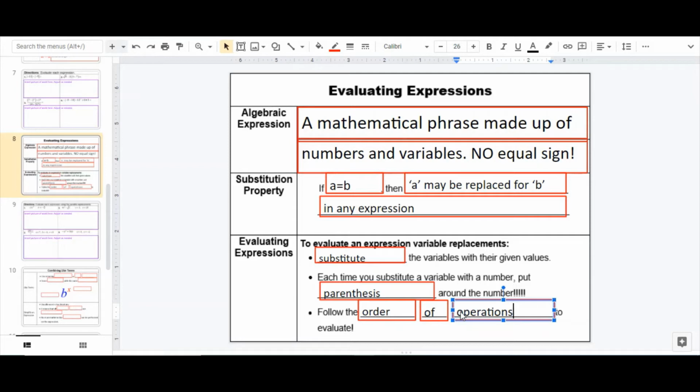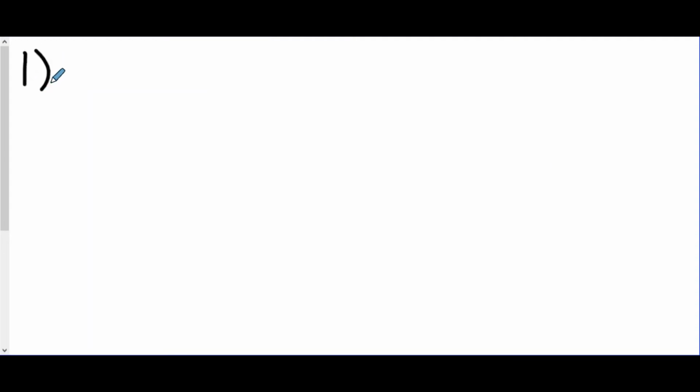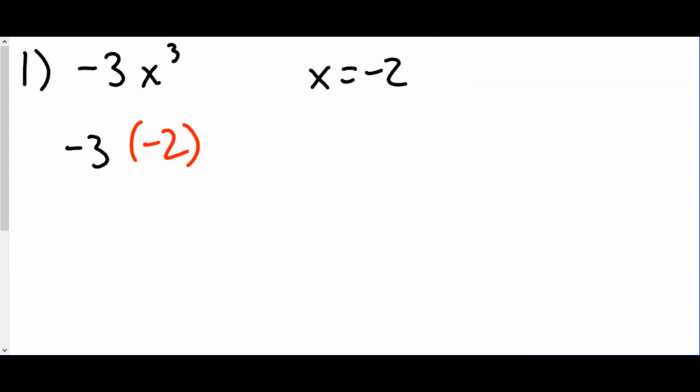All right, so now we're going to do some practice problems. Go grab some paper. All right, question 1 is negative 3x cubed and x equals negative 2. So the first thing we do is substitute in a negative 2 for x. So I have negative 3, and then I'm replacing x with a negative 2 in parentheses cubed. So I do exponents first. Negative 2 cubed, a negative times a third negative is going to be a negative 8. And then a negative 3 times a negative 8 is a positive 24.